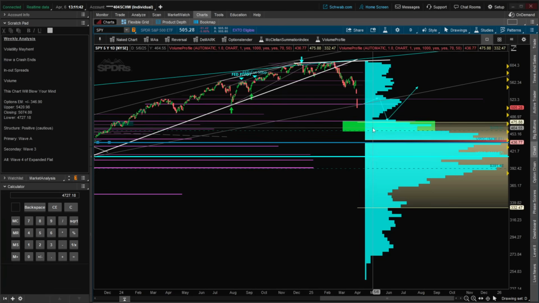I think that's a good point to start scaling into those in-out spreads, and we'll look at some individual names that probably will be bottoming before the market does. So likely to be like Tesla, Nvidia. They'll probably start bouncing, and in these situations we get a lower low in the market, but we'll get a higher low in some of those individual names.